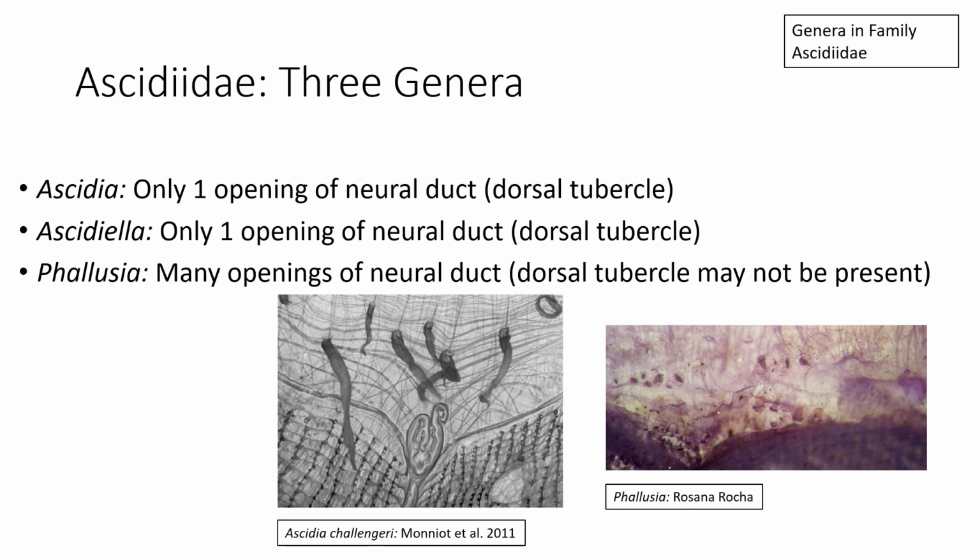If there's only a single opening of the neural duct, which is going to be at the dorsal tubercle, then the genera are going to be Ascidia or Ascidiella, just like in that photograph on the left. But in the genus Phallusia, there are many openings of the neural duct, which is represented in this stained image here over on the right. And in Phallusia, you may not have a dorsal tubercle at all. So again, this neurobiological set of structures is how to tell the difference in the family Ascidiidae between 3 common genera.